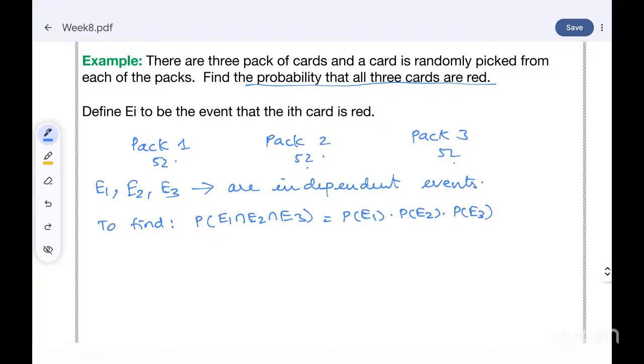So what is the probability of picking a red card from a pack of 52 cards? 26 by 52. So it is 26 by 52 into 26 by 52 into 26 by 52. As simple as that. So 1 by 2 into 1 by 2 into 1 by 2, so 1 by 8. Is it straightforward? Very easy, right? Okay, fine.